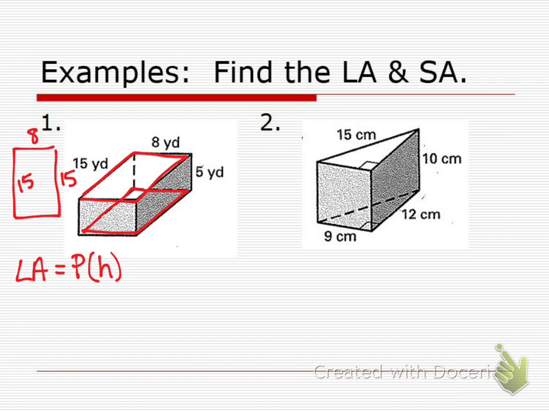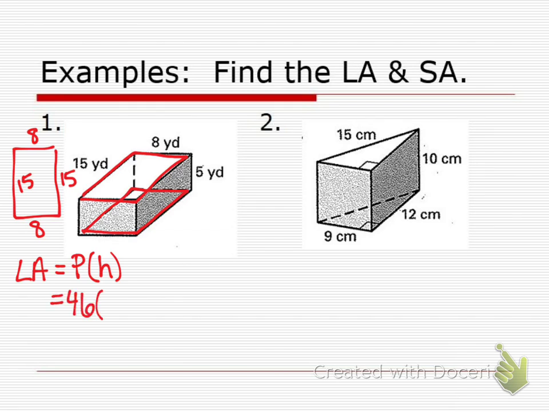8. So the bottom side is also 8. So to find capital P, I need to add all those sides up. What do I get? 46.